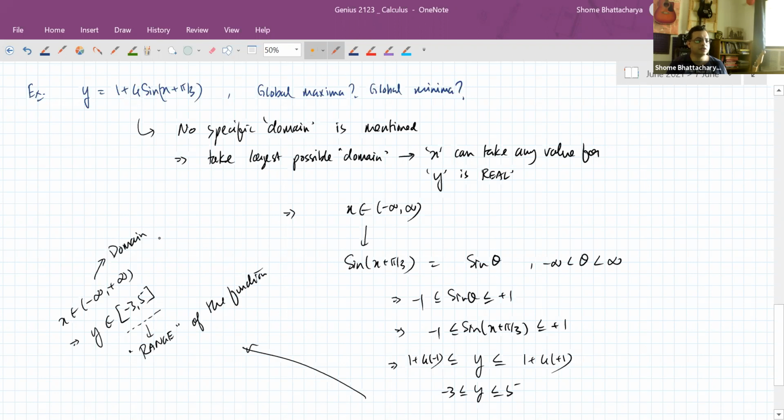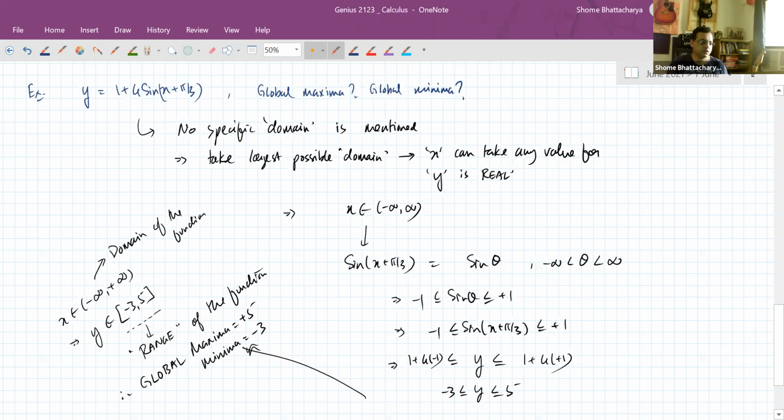Another way of saying it is that the range of the function always ranges between global minima and global maxima. Therefore, global maxima equals plus 5 and global minima equals minus 3. You can write this as 5 also. You don't have to strictly write the algebraic sign.